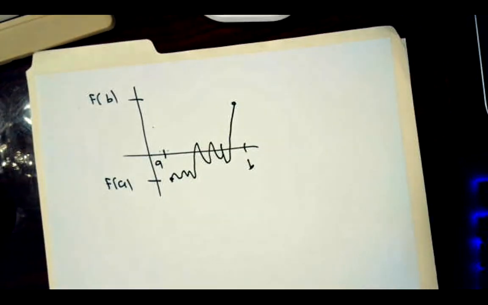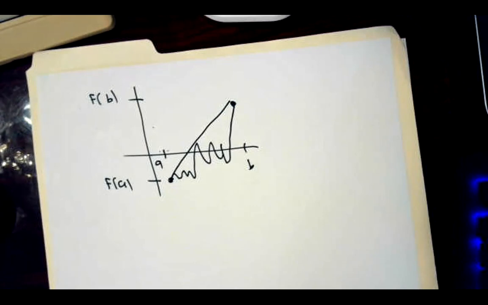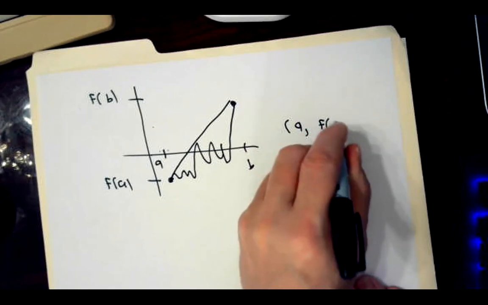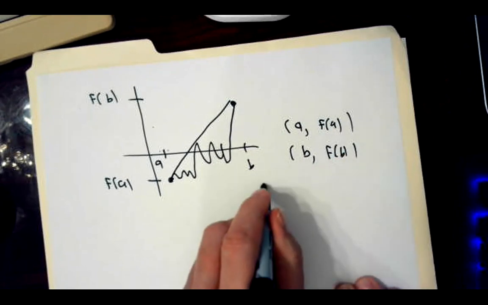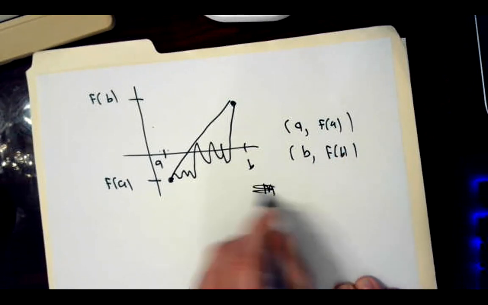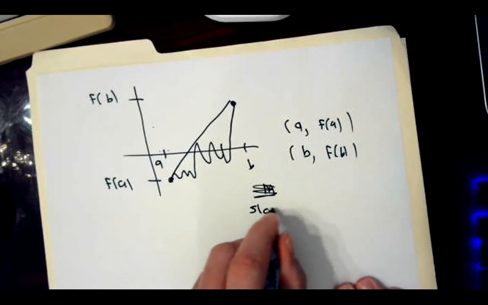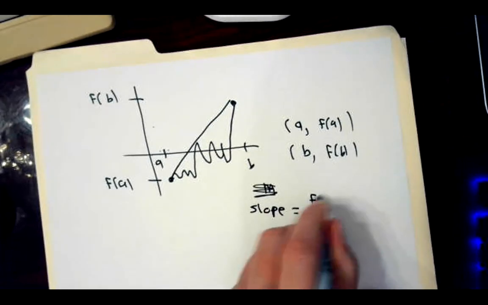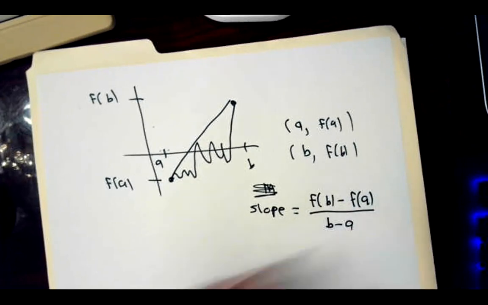Regardless of what my function looks like, I'm going to figure out the line that goes between the two endpoints. One of my endpoints is a comma f of a. The other one is b comma f of b. The slope, I better not use the letter m because I'm using that in my code to represent the x coordinate that I'm going to update with. So I'll just say slope. This is the part you never let anybody see. F of b minus f of a over b minus a.